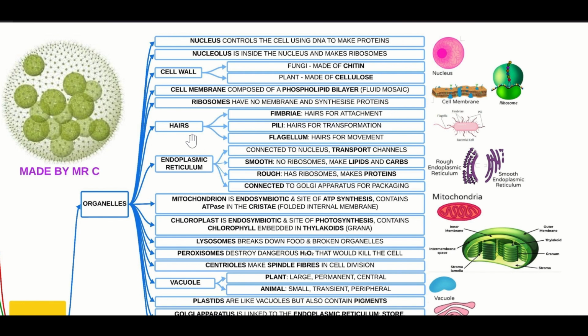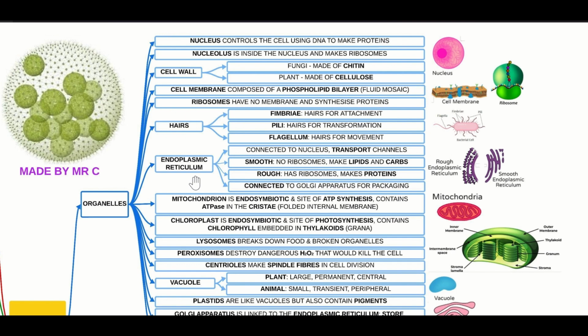There are 3 different types that a cell can have. They can have fimbriae, that is used for attachment. They can have pili, which are hairs for transformation. Transformation is the swapping of genetic material, which is plasmids. And they can have a flagellum, which is used for movement.